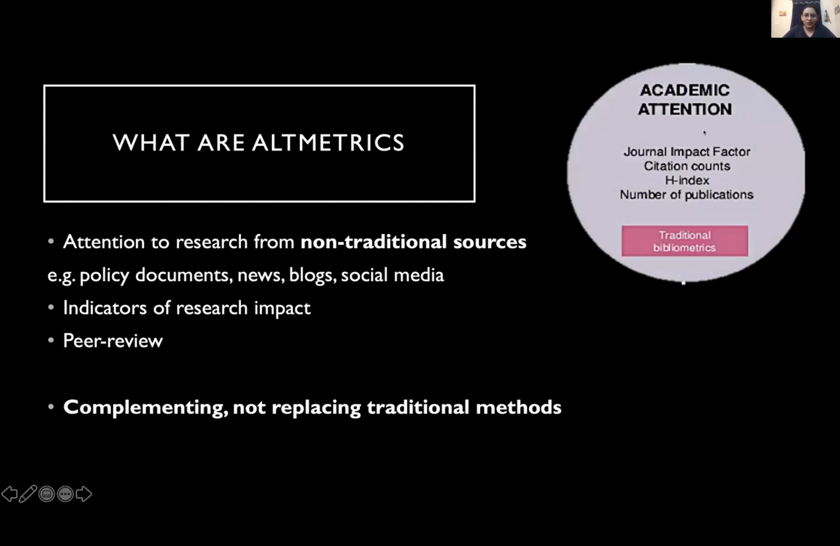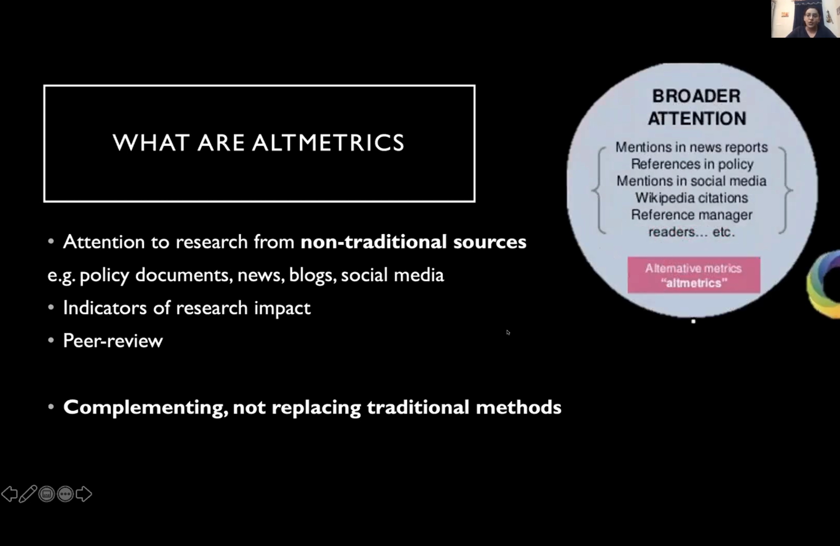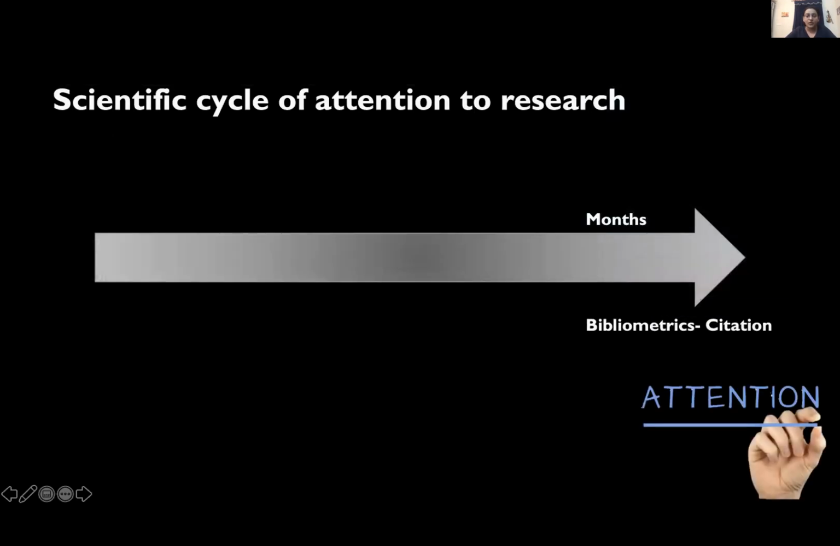So in brief about Altmetrics, we go over it once more, that attention to research from non-traditional sources is captured by Altmetrics. And this includes a wide variety of sources, which may be unconventional, like apart from journal articles, it includes social media, blog posts, news items, or policy documents. And these are the new indicators of research impact, which may complement but not replace the traditional metrics. So it is a broader metric for measuring the impact of research.